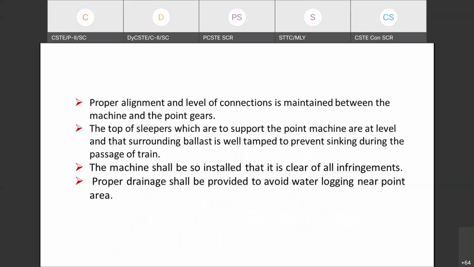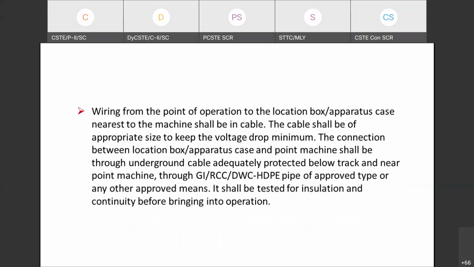And proper drainage should be ensured so that there is no waterlogging near the point. And regarding wiring of the point, from the location box it should be underground cable. By using underground cable with a termination box, and from the termination box you will use 28 by R3 wires with flexible pipe.